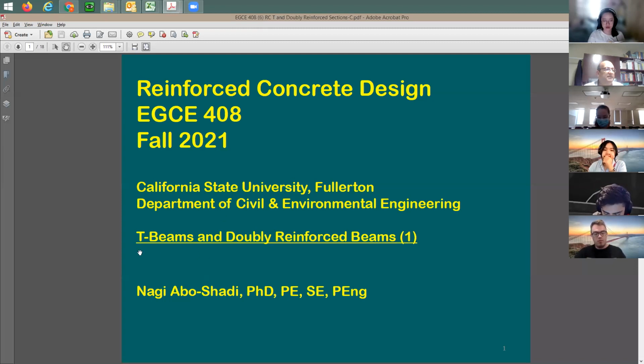So in the title here, it says T beams. Now we're done here with the rectangular beams and the slabs because they're all like rectangular sections, and doubly reinforced beams. What's this doubly reinforced beam? This means that I used to put the reinforcing only at the bottom when it comes to tension. I'm going to put reinforcing bars in tension and compression.